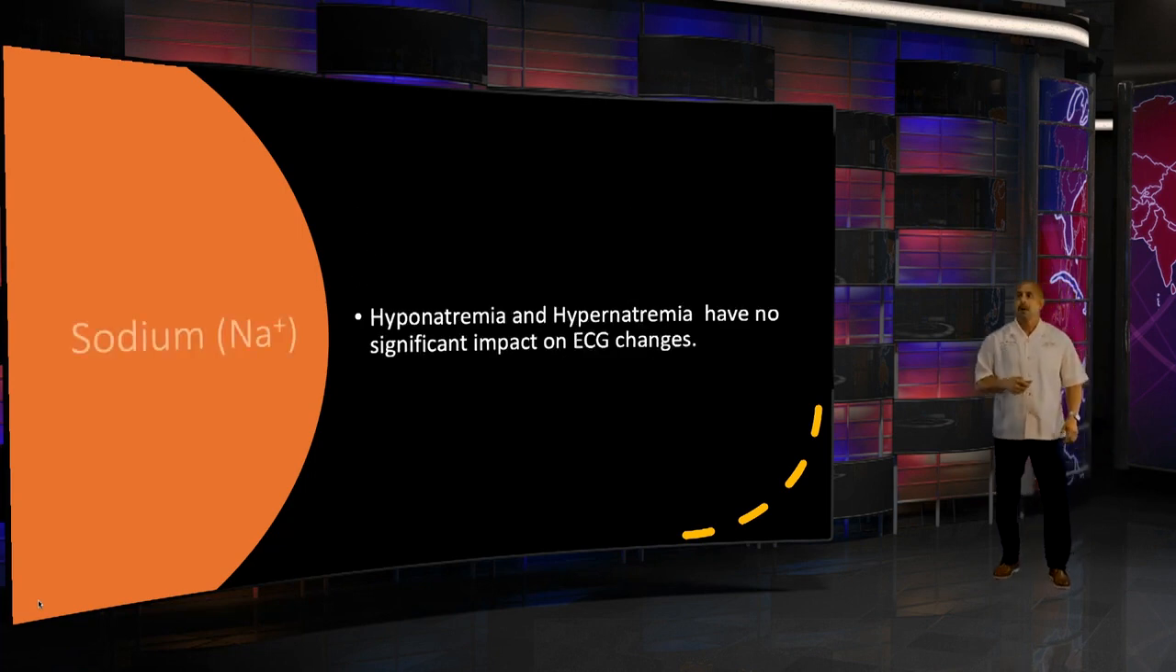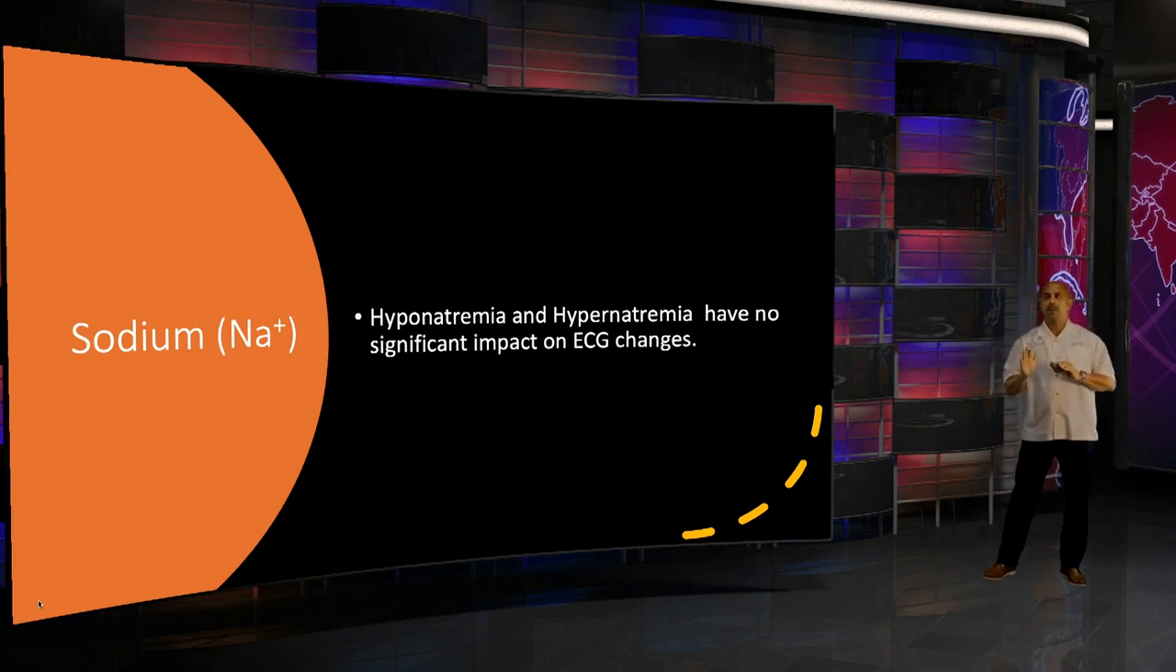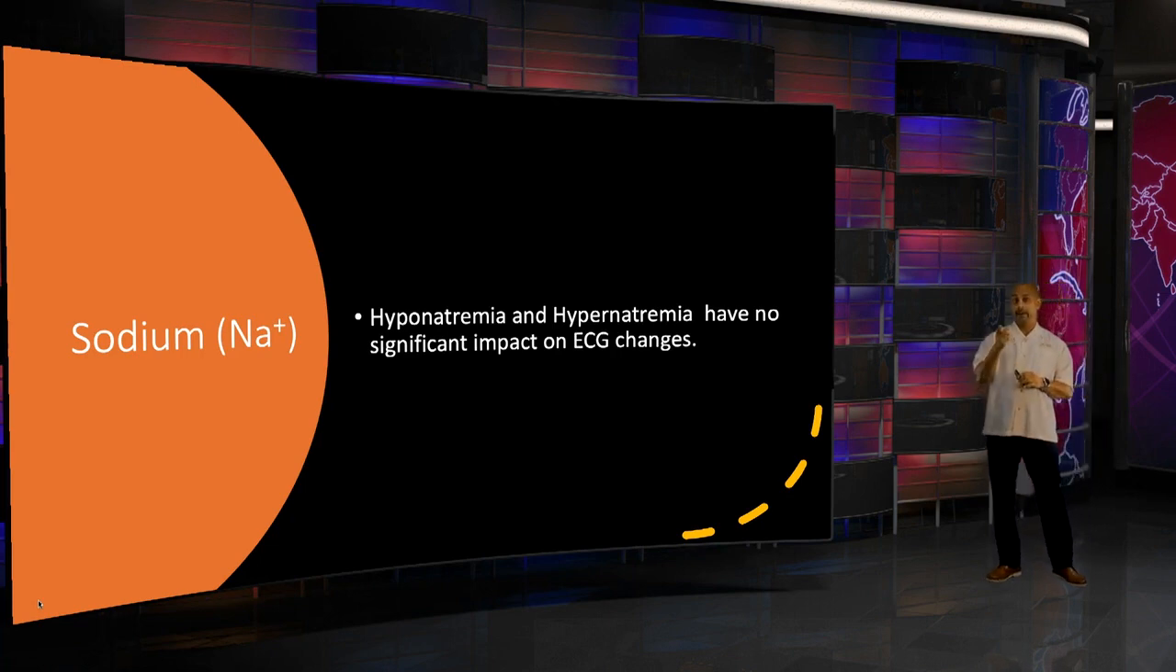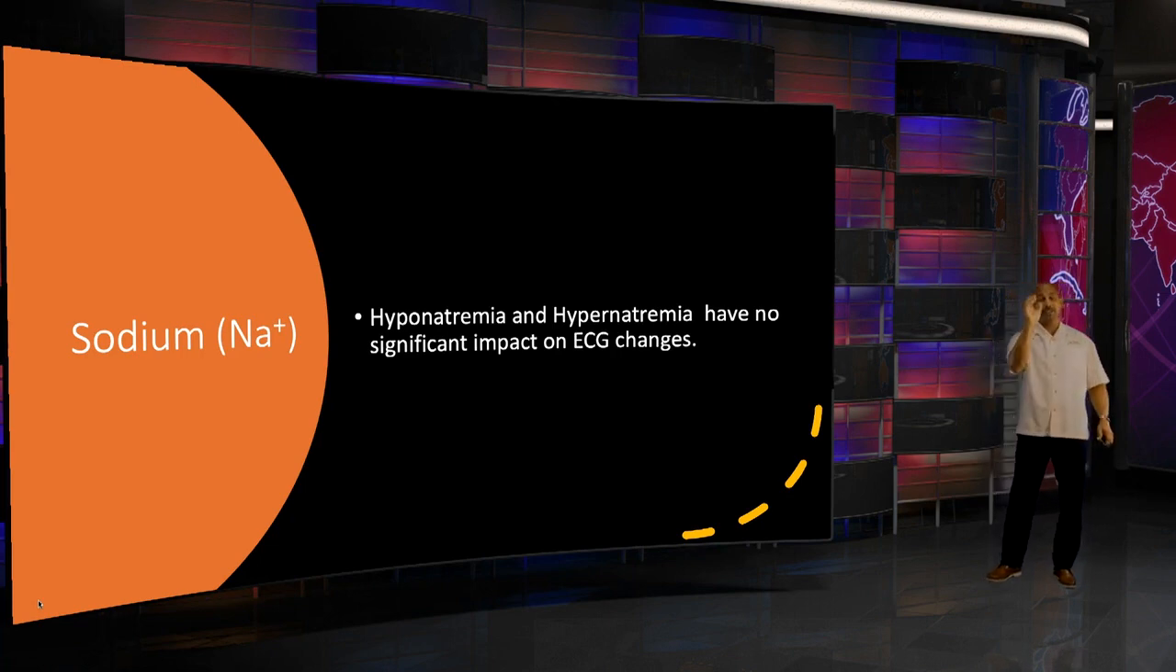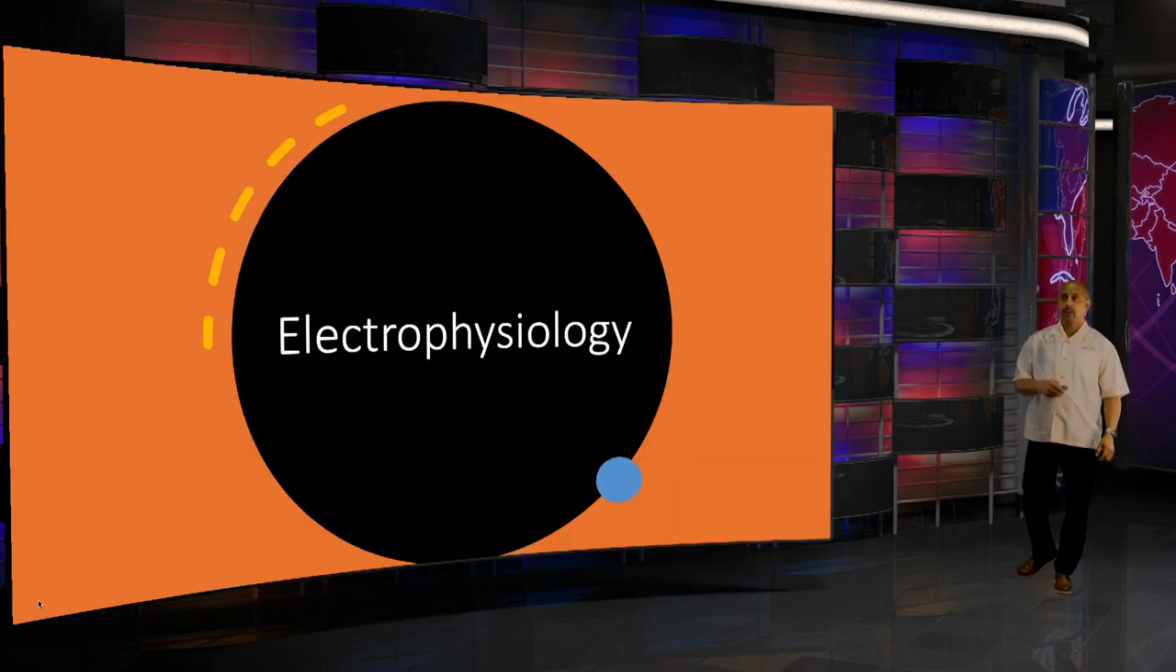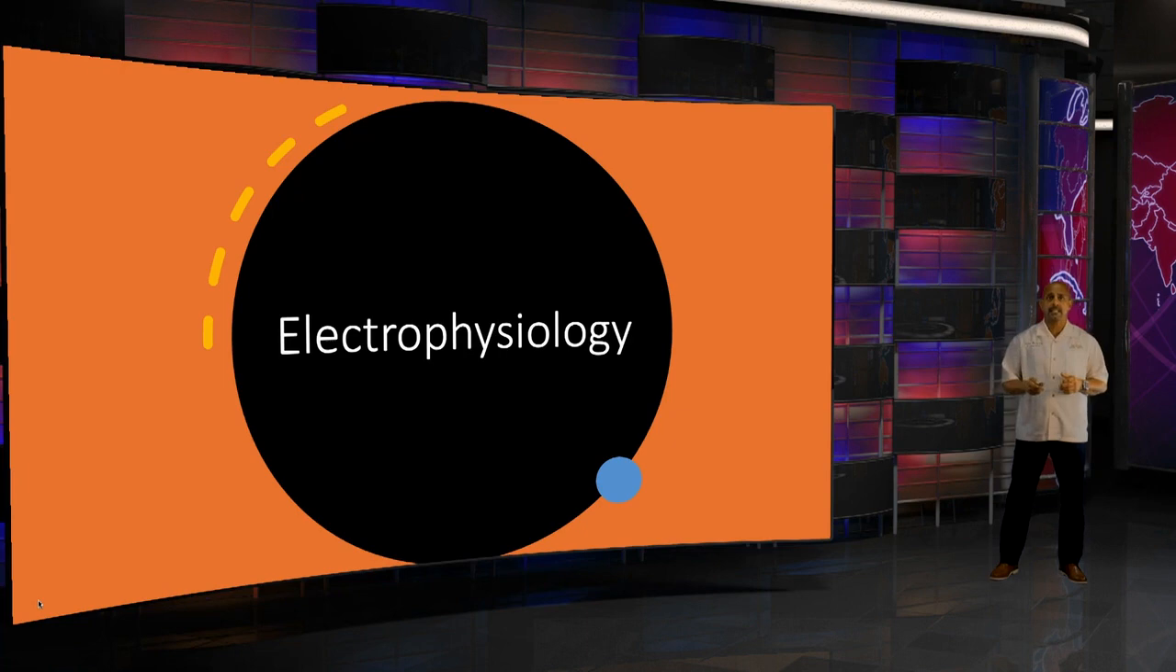All right? So hypernatremia, believe it or not, this is the bizarre part, right? Hypernatremia or hyponatremia really have no significant impact on ECG. It does on your blood pressure. A lot of sodium will give you high blood pressure. So just FYI, that's another animal we could talk about, but it really has no impact on your ECG like the other ions. So what has the most impact on ECG dysrhythmias is intracellular ions. All right. So let's just get quickly into electrophysiology. Let's just dive into this a little bit.